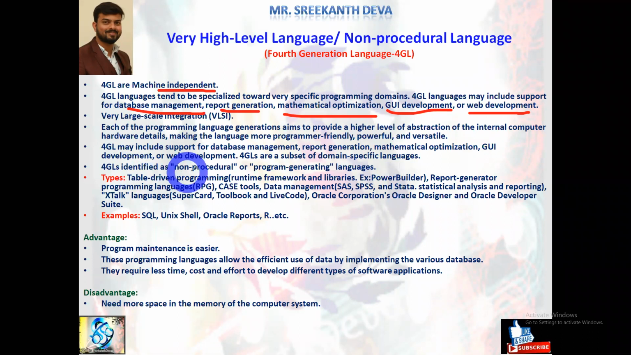Fourth generation identifies non-procedural or program generating languages, like table driven programming, runtime frameworks and libraries. Examples are PowerBuilder, report generator programming languages like RPG, CASE tools, and data management like SAS and SPSS, which are for statistical analysis and reporting. Extract languages like SuperCard, ToolBook, and LiveCode. Oracle Corporation products like Oracle Designer and Oracle Developer Suite.